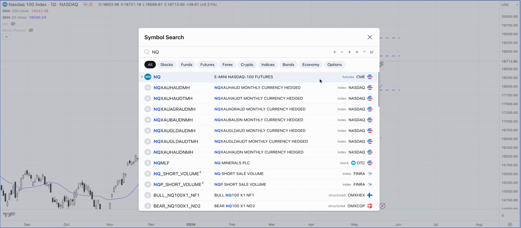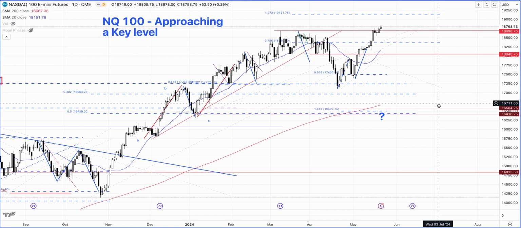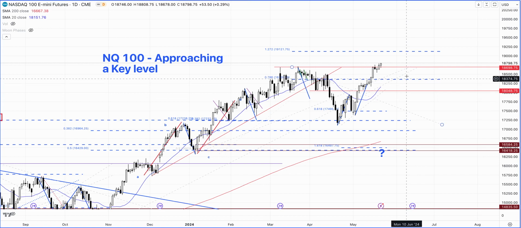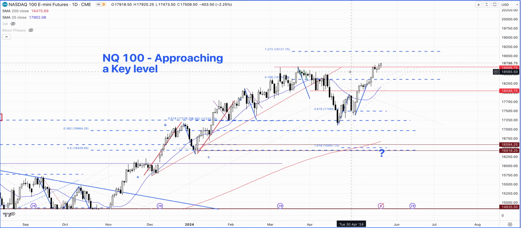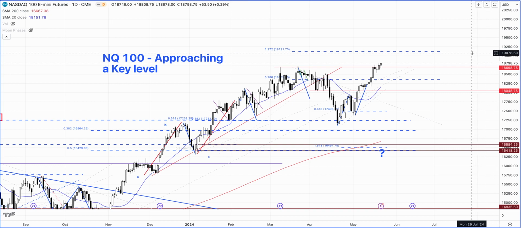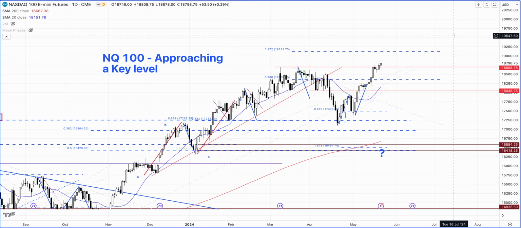And then we will take a look at the futures. This is the NASDAQ 100 E-mini futures. It's a clean break above these highs coming in from the 8th of March. So the March highs are history now. The market made new highs on the daily chart for the NASDAQ 100 E-mini futures, and the 1.272 expansion at 19,121 looks like where the market wants to head to.